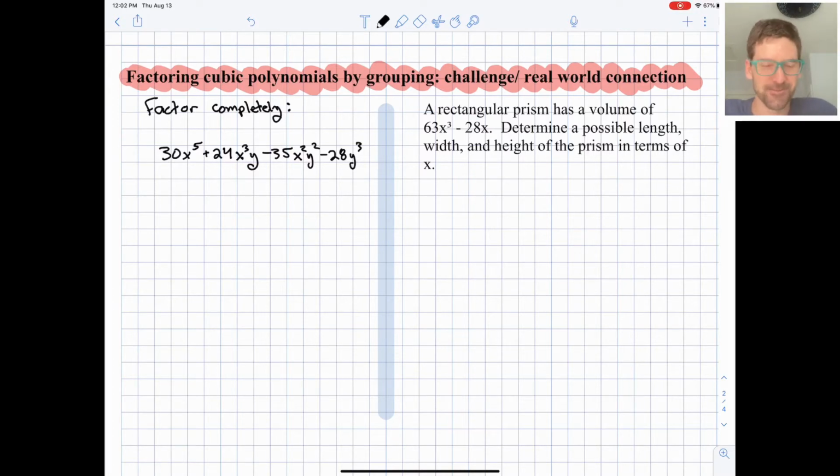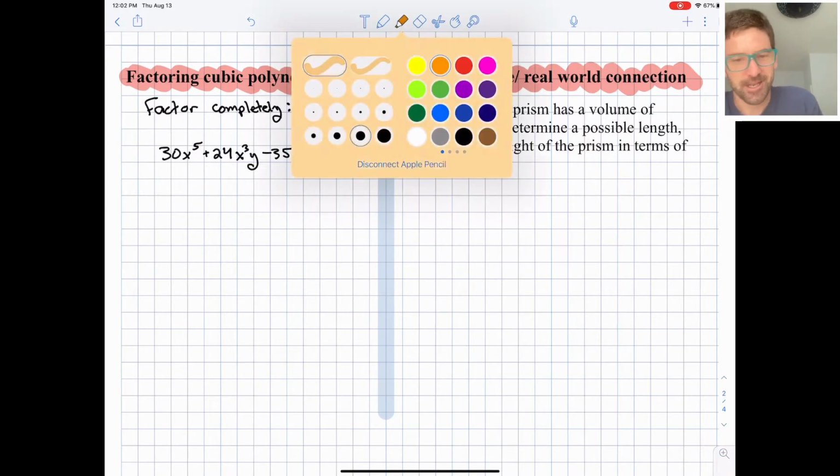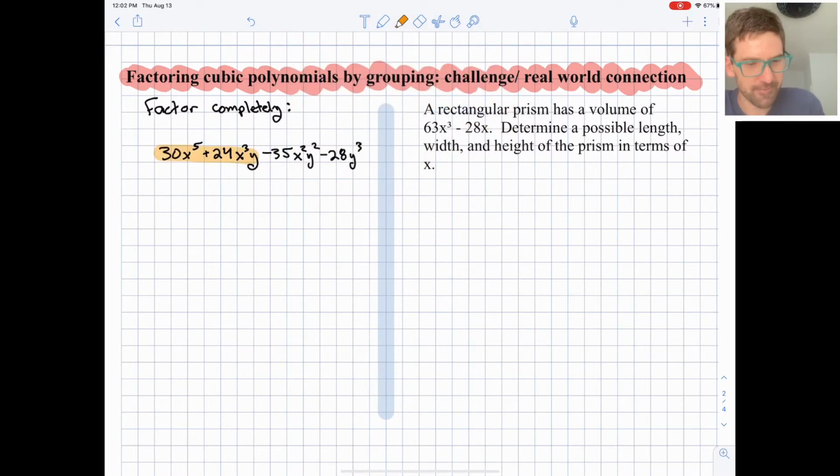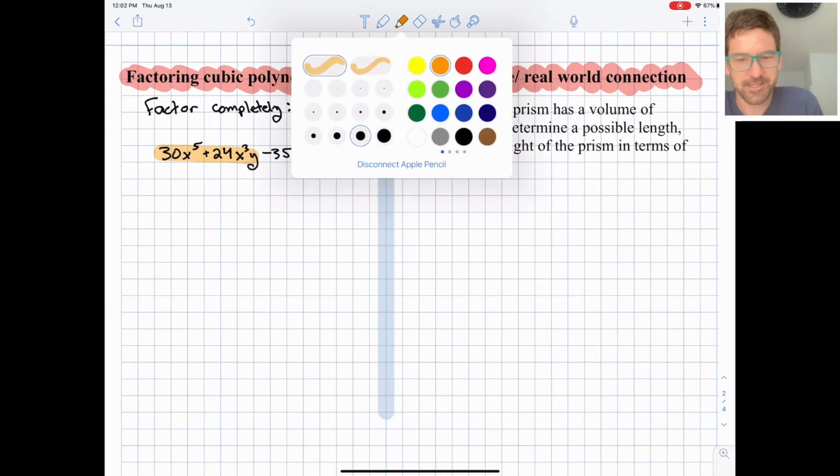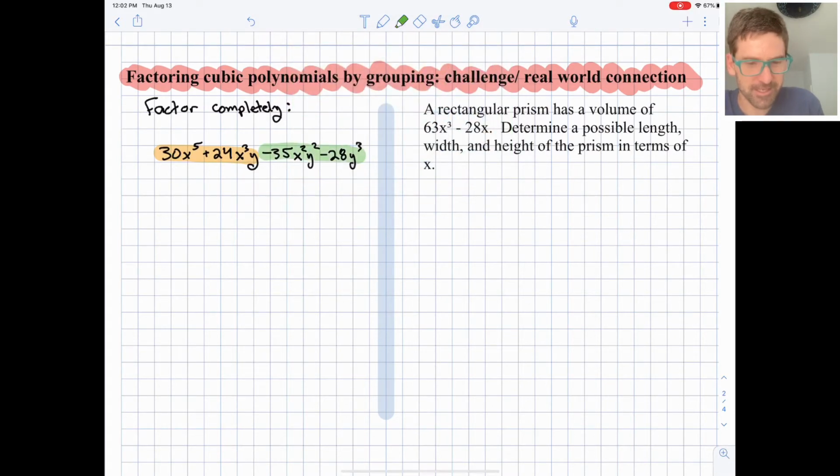So the first one, factor completely. Yikes, okay, so we have some x's and y's mixed together. We have a fifth power, x to the fifth, that's something that's going on. So I'm still going to try my grouping algorithm and I'm going to see if it works. Just to remind you, I'm going to find a GCF of that expression and then separately find a GCF of that expression and see if the resultant expressions have any overlap. Okay, so let's give it a try.